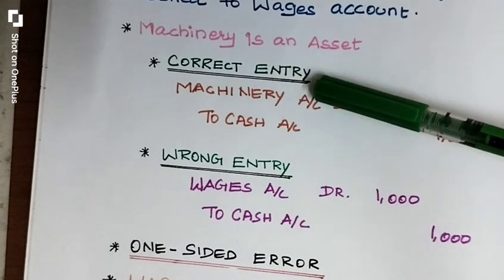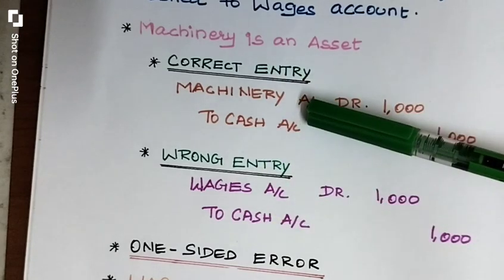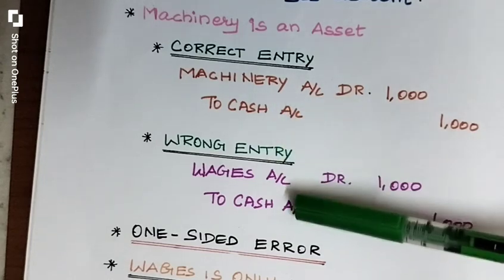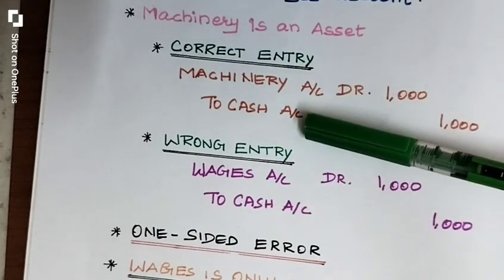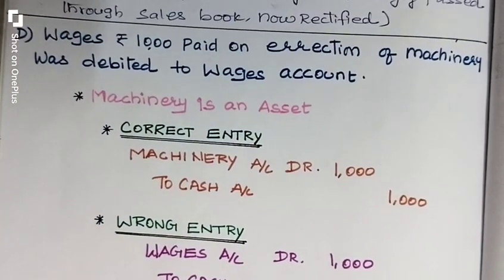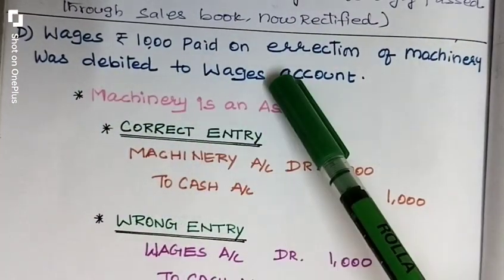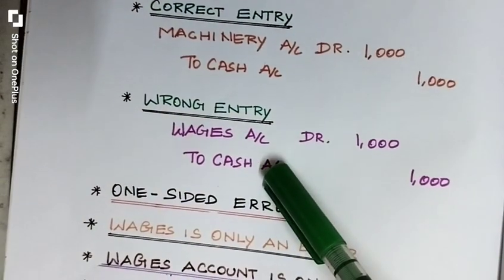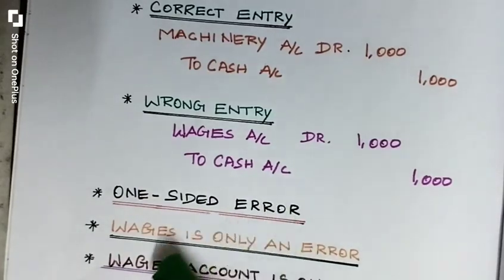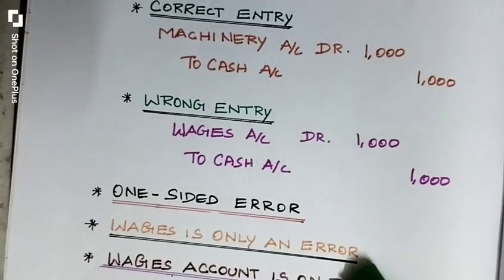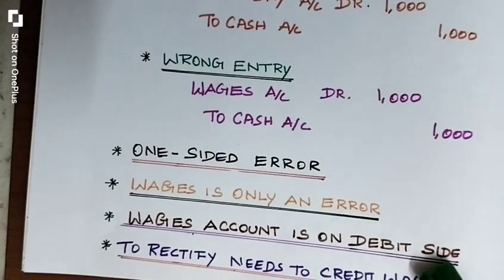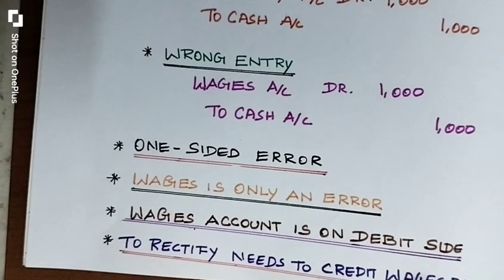Compare these two journal entries. On which side do we have the error? Let's take the credit side. We have the cash account on both sides, the same account on the credit side. Let's take the debit side. Here the transaction clearly says the wages account was debited. So on the debit side we have the error. This is a one-sided error, and wages is the only error. Where is the wages account? The wages account is on the debit side. So we found the error.